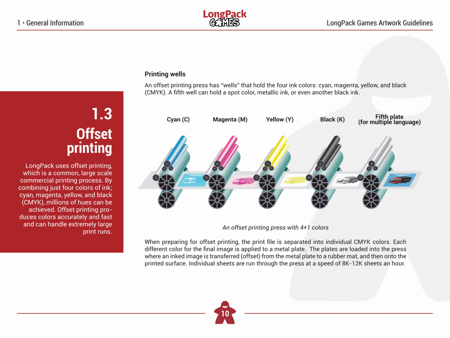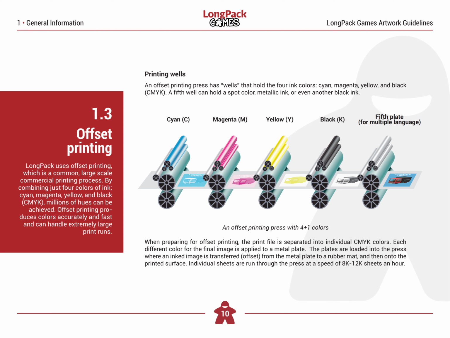1.3. Offset printing. LongPack uses offset printing, which is a common large-scale commercial printing process. By combining just 4 colors of ink, cyan, magenta, yellow, and black, CMYK, millions of hues can be achieved. Offset printing produces colors accurately and fast and can handle extremely large print runs.